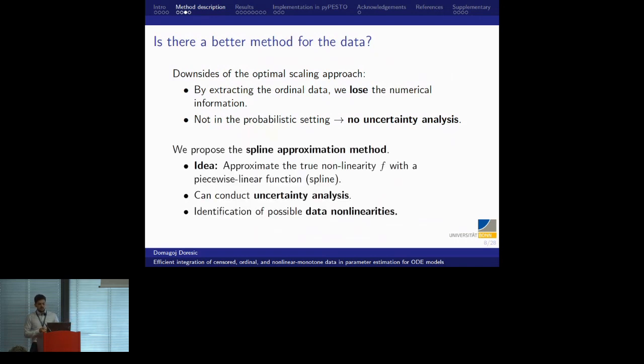So the alternative to this that we propose is the spline approximation method. The basic idea is that we want to approximate this true nonlinearity that we don't know with a piecewise linear function, a spline. The benefit of this method is that we can still conduct uncertainty analysis because we are still in the negative log likelihood framework. And it can be additionally used for the identification of possible data nonlinearities.